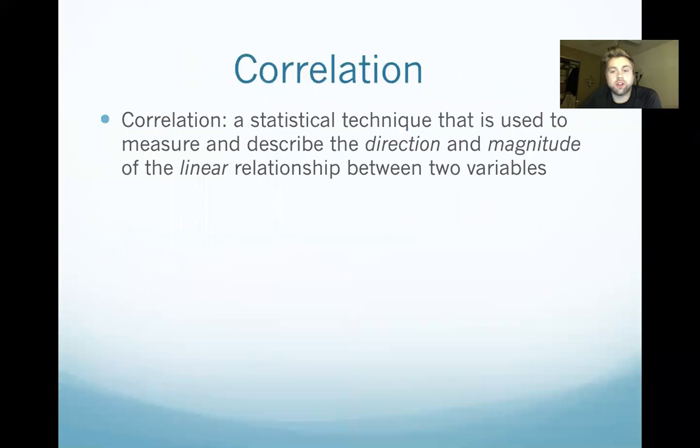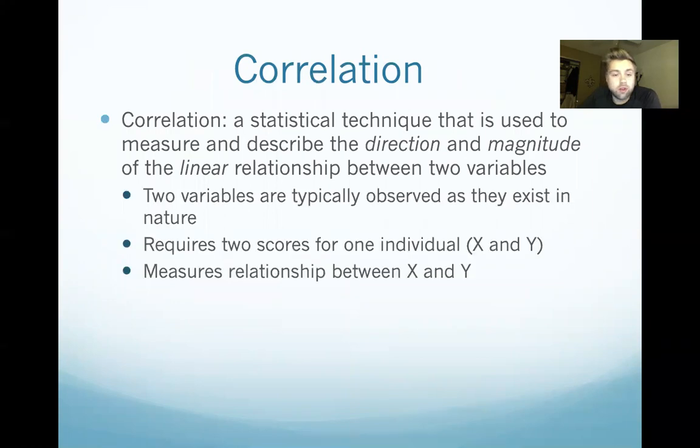So correlation is a statistical technique that is used to measure and describe the direction and magnitude of the linear relationship between two variables. The two variables are typically observed as they exist in nature, so you're not manipulating anything. And it requires that you have two scores for the same person. Otherwise, you can't have a relationship between the variables. And so it's the measure of the relationship between variable X and variable Y.